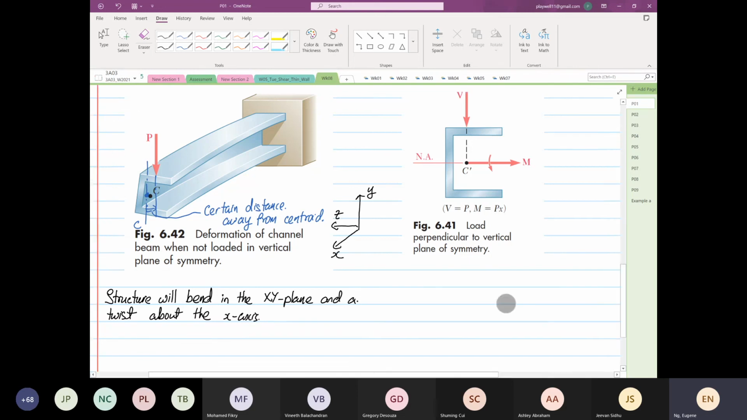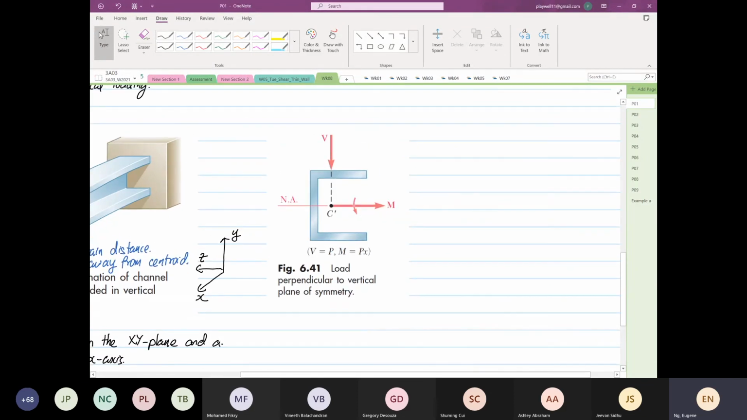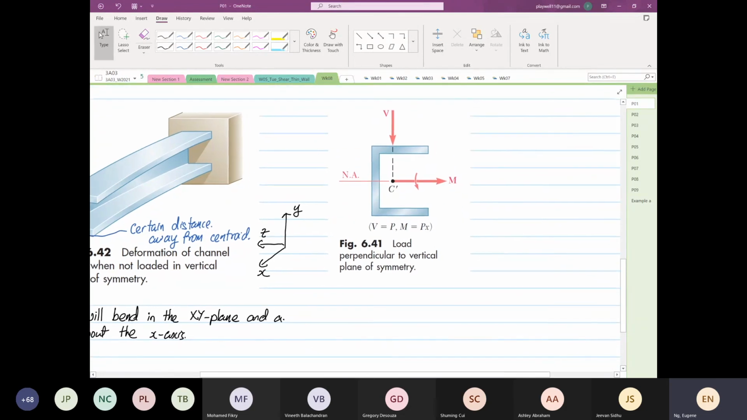So the question now is, why do we get a twist? Actually, this diagram is not a very good representation because the V has to be offset. Let's say we're not going to consider the offset down here. It also works because of the strength of the structure.